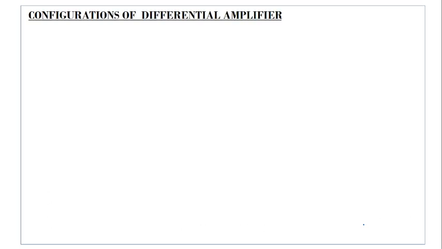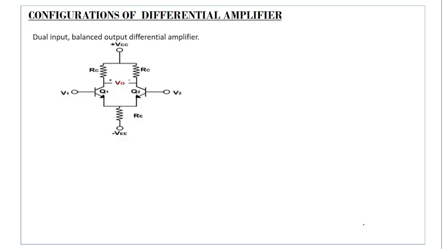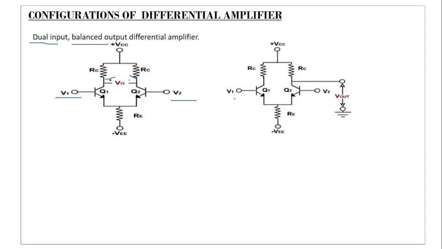So what are the various configurations of differential amplifier? As we told already, if I apply the inputs at both base terminals V1 and V2, and extract the output from both collector terminals, it is called a dual input balanced output differential amplifier. Coming to the next circuit, here we are applying two inputs at both base terminals, but the output is taken only from the collector of the second transistor. Therefore, this is an unbalanced output, a dual input, unbalanced output differential amplifier.